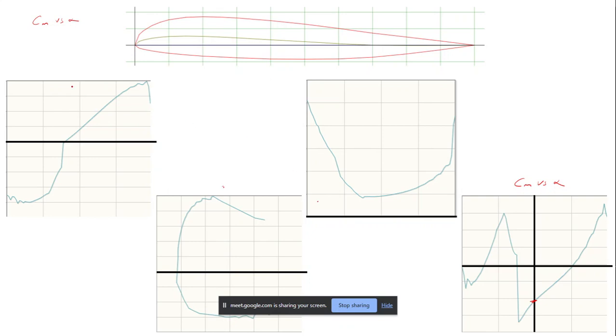So, okay, I should have drawn a line here. This is somewhere around 0. Okay, so this is a positive. What can you think about that? Third graph, you mean this one? What did you say it was?